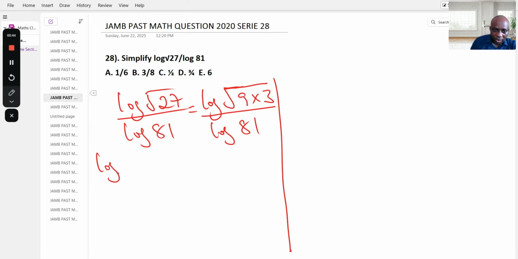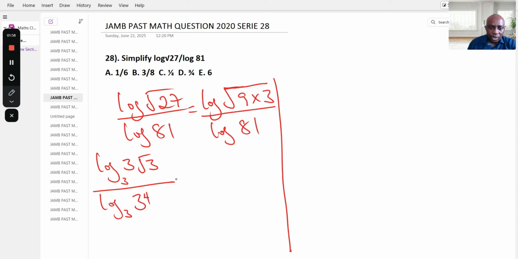So log base 3. What is the square root of 9? Square root of 9 is going to give us 3. It will remain square root of 3, isn't it? Log 3. How many 3s can we multiply that will give us 81? 3 times 3, 9. 9 times 3, 27. 27 times 3 is going to give us 81. Therefore, we have 3 raised to the power 4.